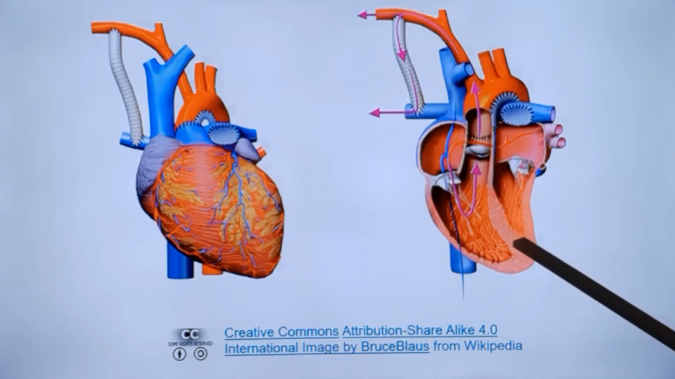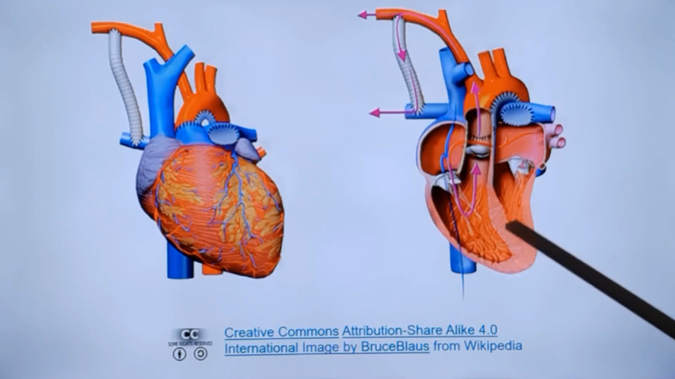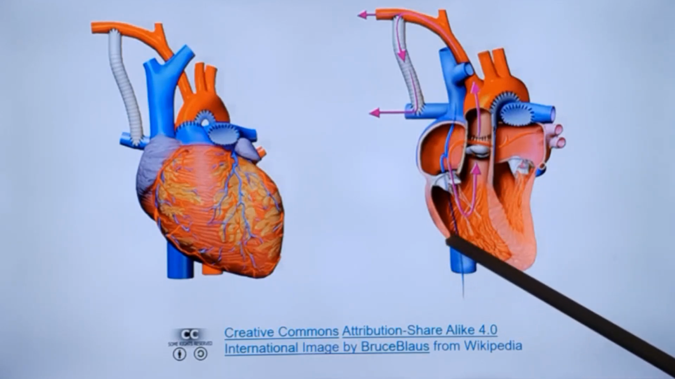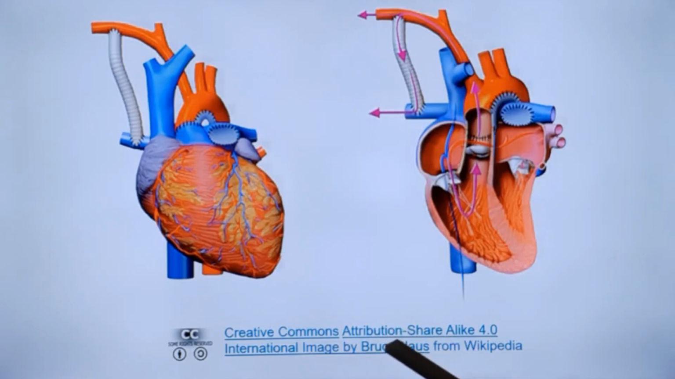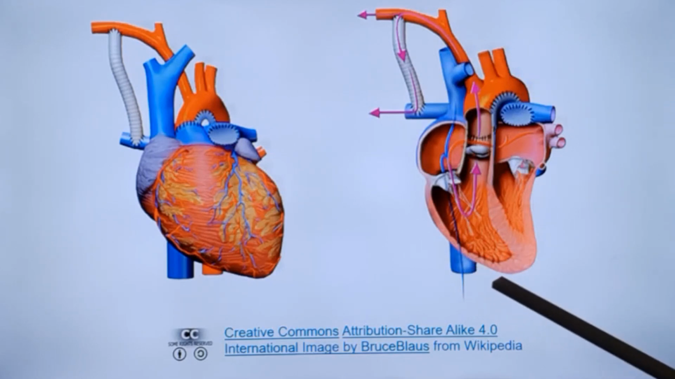And finally, there is a third stage palliation. Inferior vena caval flow is also directed to the pulmonary arteries using a Fontan modification, so that finally two circulations are totally separate.